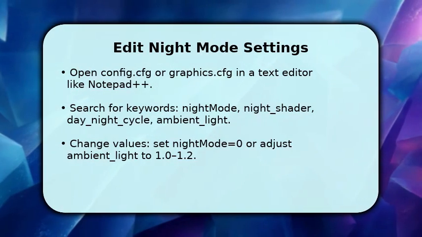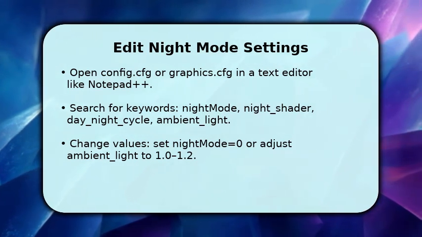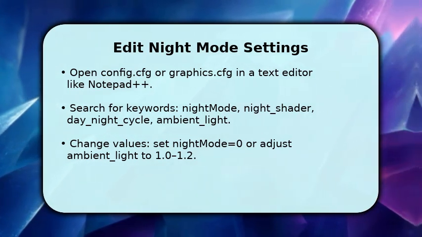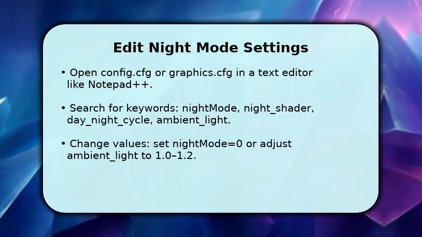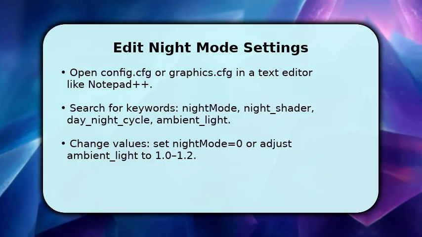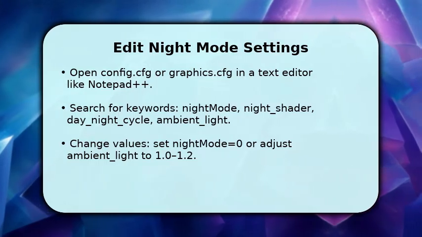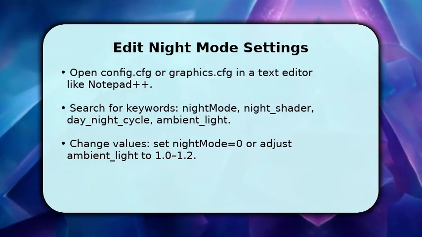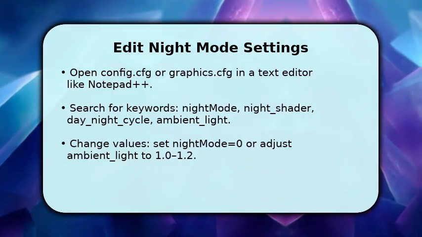You now edit the configuration to disable night visuals. Open Graphics.cfg or Config.cfg with a text editor and search for night mode, night shader, day-night cycle, or ambient light tags. Change night mode to 0 or remove the night shader line. Alternatively, raise ambient light from low values to around 1.0, 1.2 to brighten scenes. Save the file and keep the backup copy.